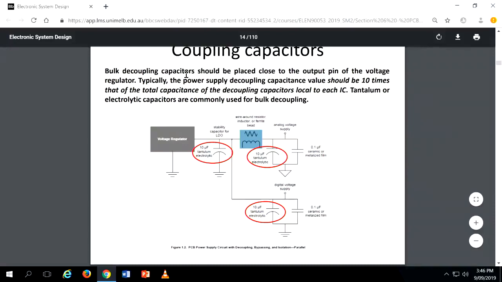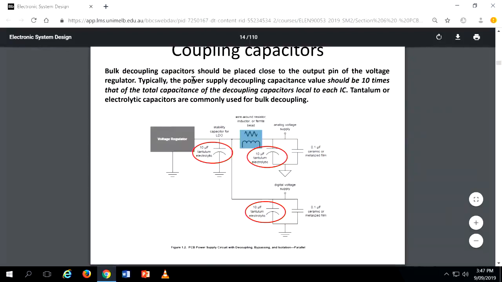Bulk decoupling capacitors should be placed close to the output pin of the voltage regulator. When you have a voltage regulator, people usually put a big tantalum electrolytic capacitor. Why do we use a tantalum electrolytic capacitor? Because electrolytic has a polarity and you can get very high values. You can't get such a big value with surface mount. You can see a curvature in the capacitor symbol, which means it has a polarity. You connect positive here, and this one should be connected to ground. So usually near the voltage regulator, people connect a tantalum capacitor.